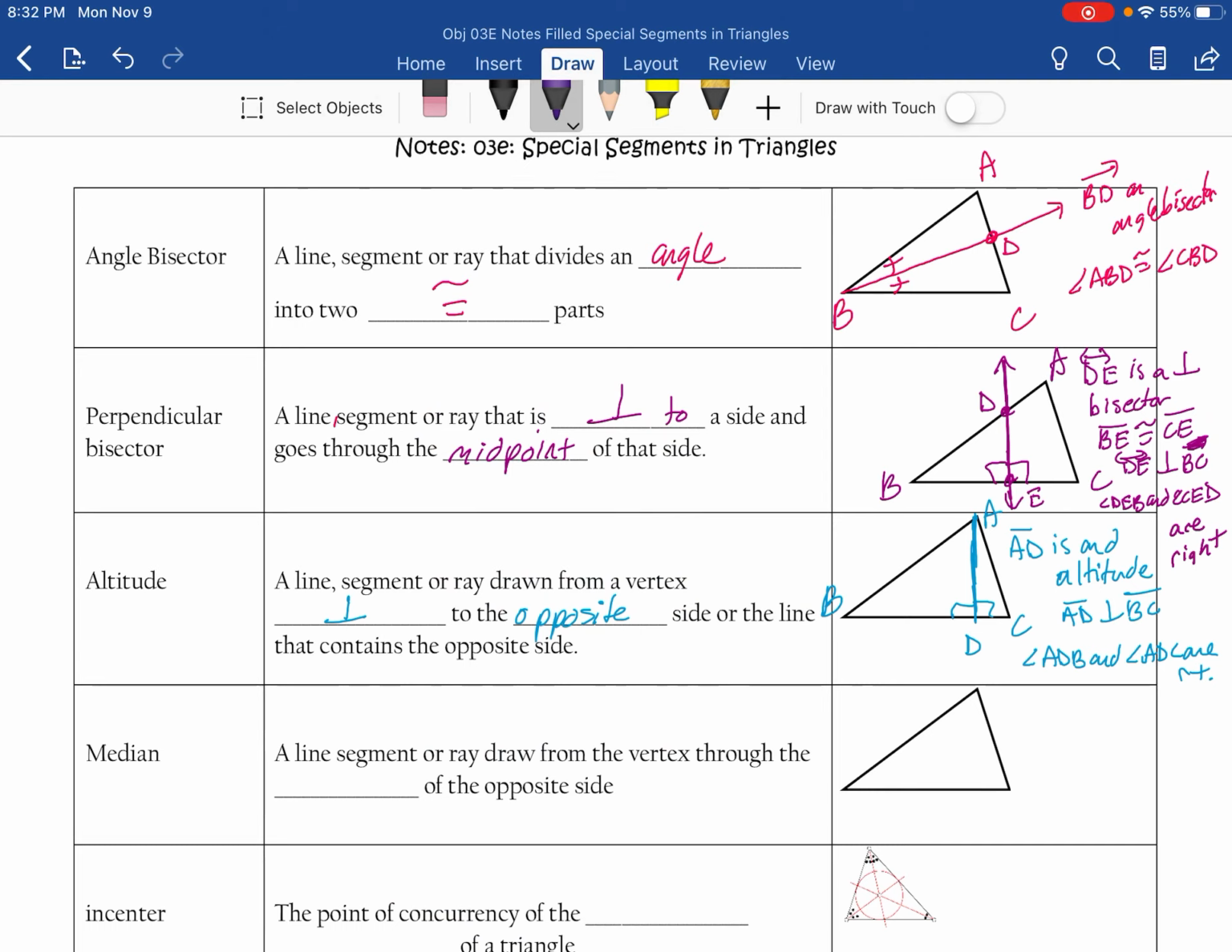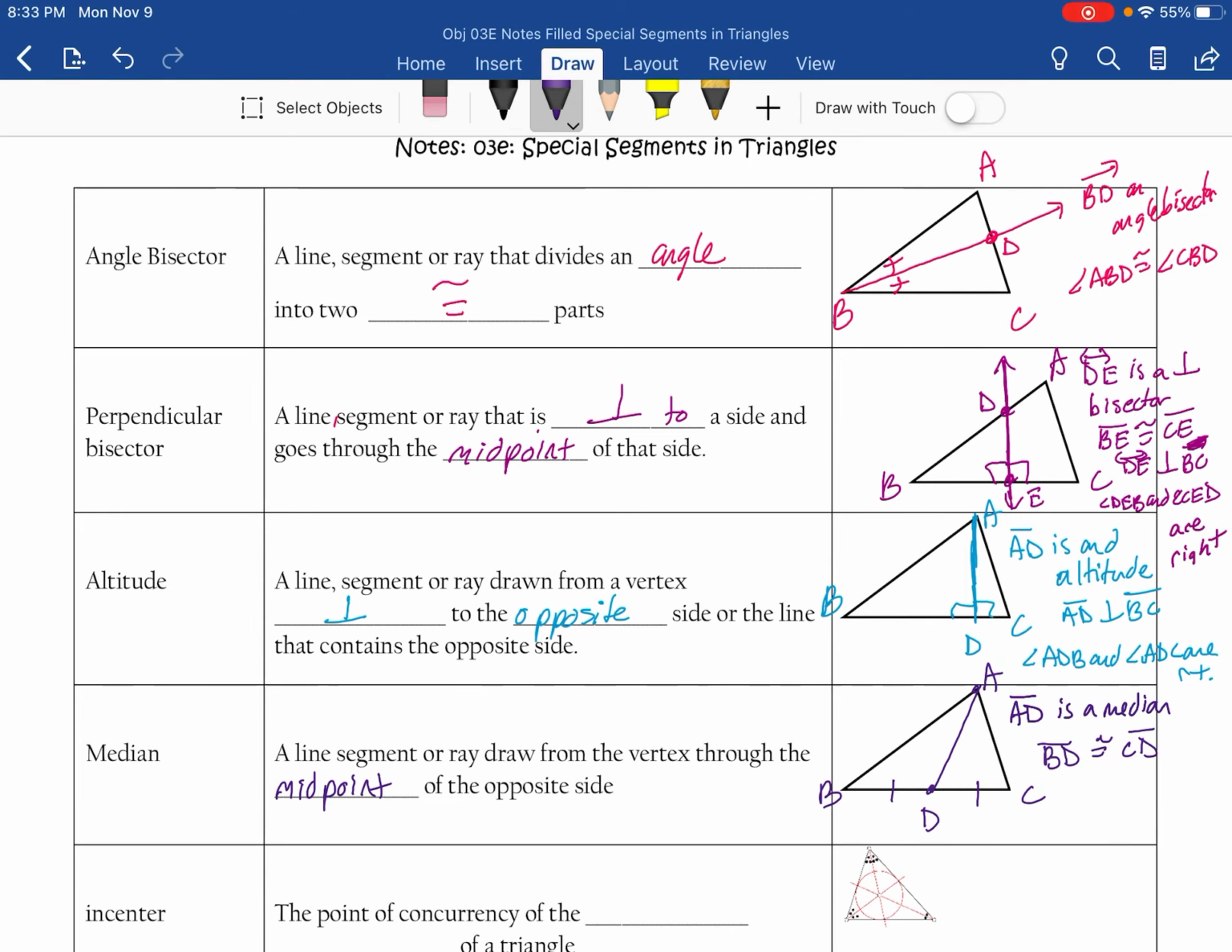So a median is a line, segment, or ray drawn from the vertex to the midpoint of the opposite side. If I'm starting here, we have our triangle ABC. If I have my median here, so if AD is a median, then the thing that you can conclude is, of course, BD must be congruent to CD because it's to the midpoint of the opposite side.